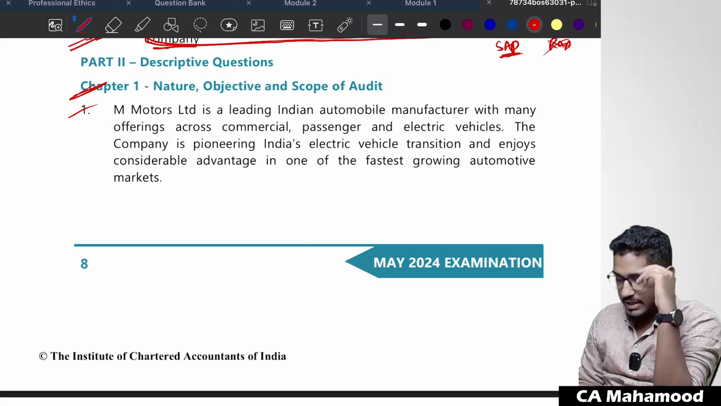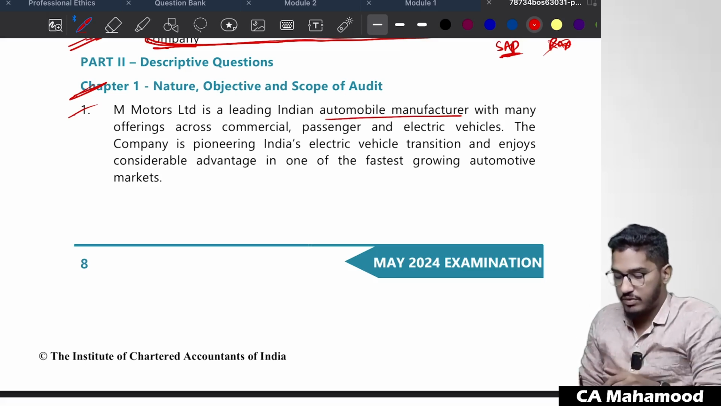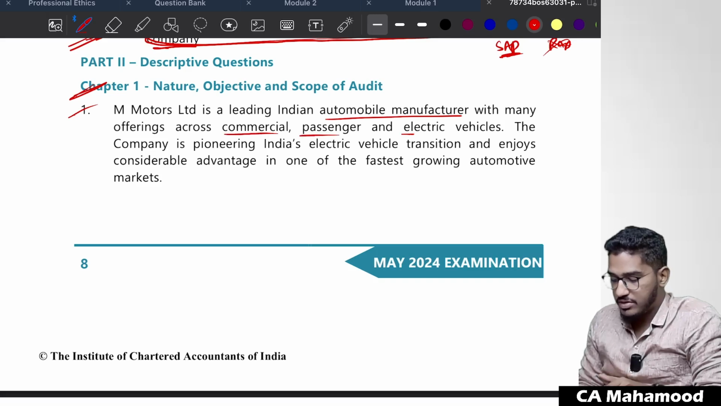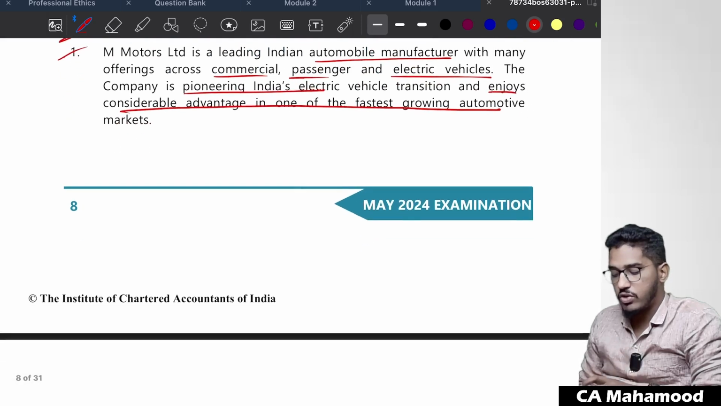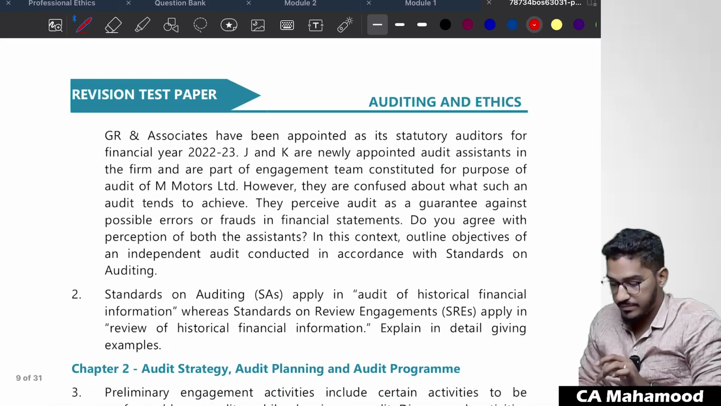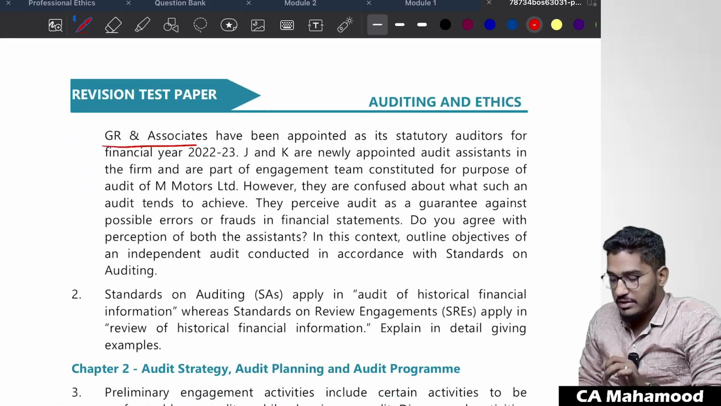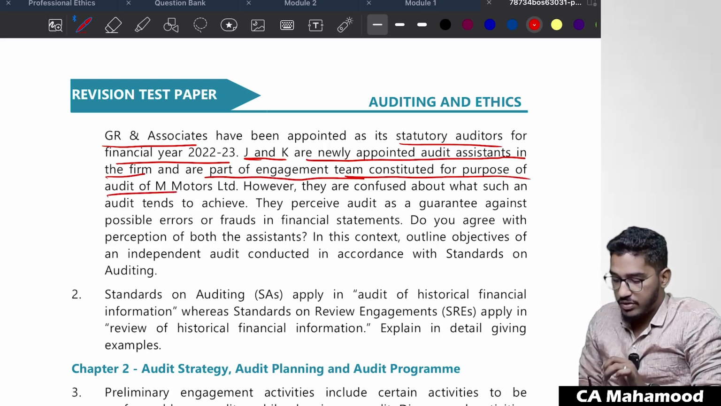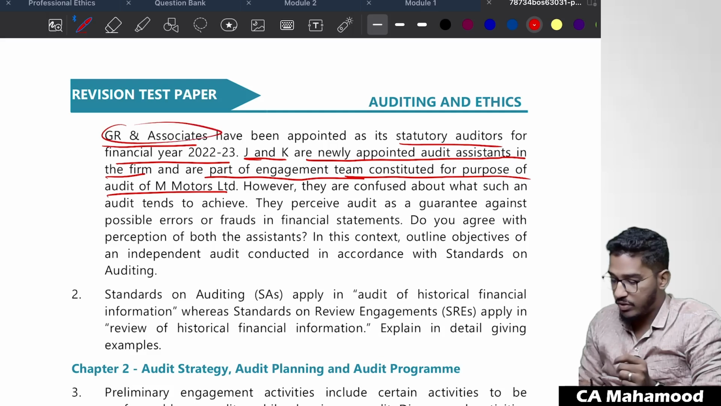M Motors Limited is a leading Indian automobile manufacturer with many offerings across commercial, passenger and electric vehicles. So it is into the manufacturing of vehicles. The company is pioneering India's electric vehicle transition and enjoys considerable advantage in one of the fastest growing automobile markets. They spoke everything about the company. GR and Associates have been appointed as its statutory auditors for the financial year 2022-23. J and K are newly appointed article assistants in the firm and are part of the engagement team constituted for the purpose of audit of M Motors Limited. Okay, they have appointed an auditor.